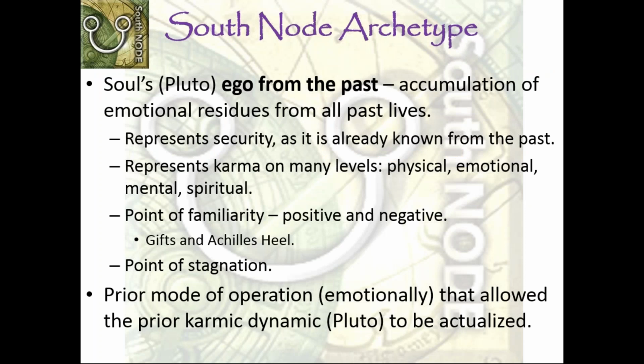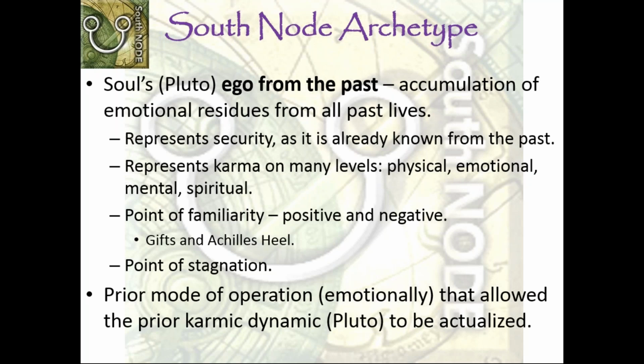The south node is the soul's ego from the past, the accumulation of all the emotional residues from all our past lives. It represents security because it's already known from the past. It represents karma on all its many levels, physical, emotional, mental, spiritual. It is a point of familiarity, both positive and negative.